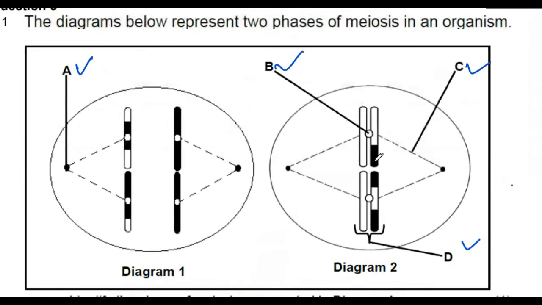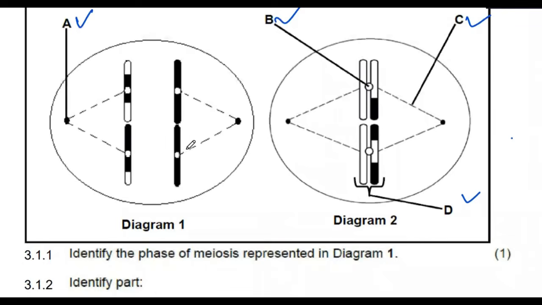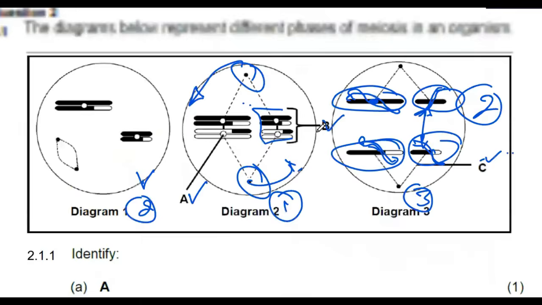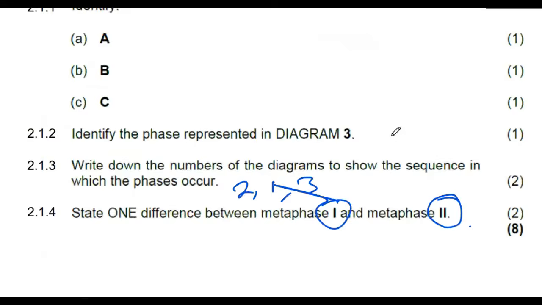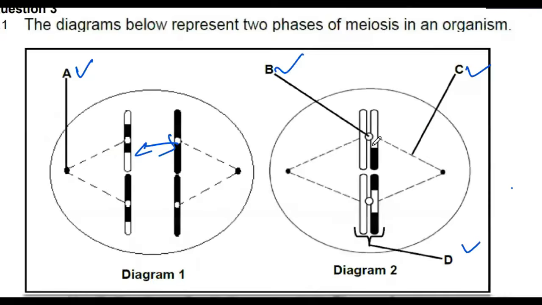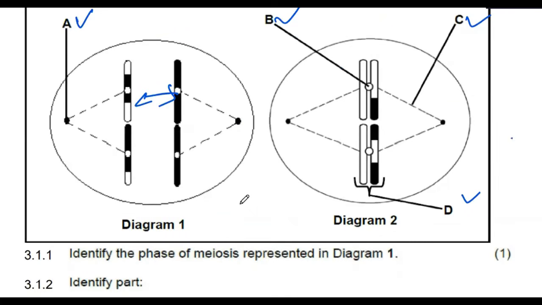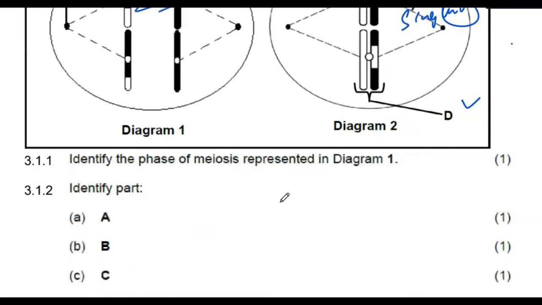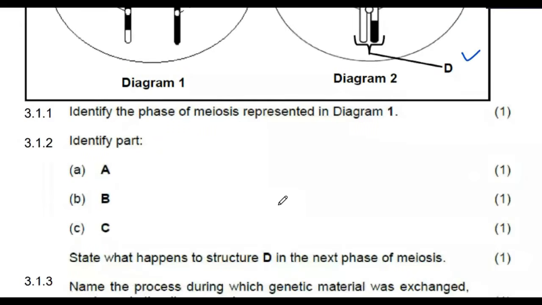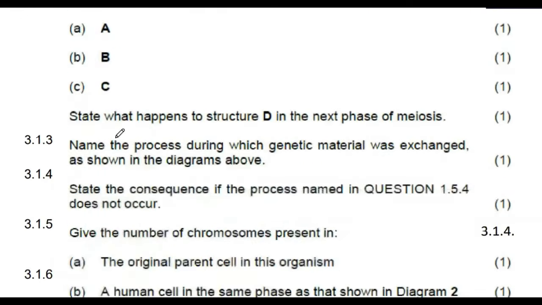Identify the phase of meiosis in diagram 1. Diagram 1, because now the chromatids are separating, is the same thing as this one. So it's going to be anaphase 2. And then this one is going to be metaphase 2, because the chromosomes are aligned along the equator singly. Yes, they align along the equator singly. Then they're saying identify the phase. You are done with that.